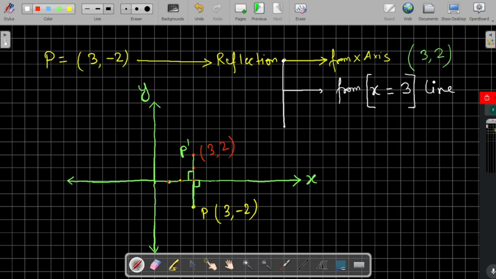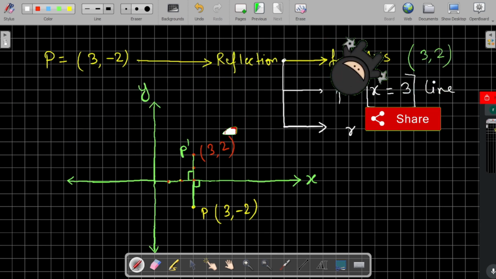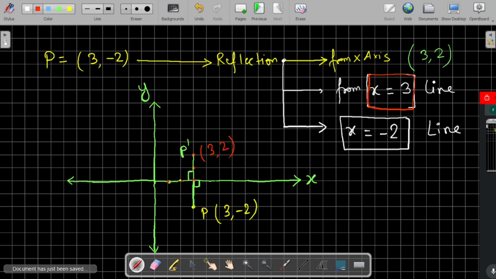Okay, let me give you another question. Tell me the reflection of this point P from x equals, wait, I'll do it, one second, minus 2. We have to find the reflection of this point P from x equals negative 2. Okay, so one second. x equals minus 2. Okay.